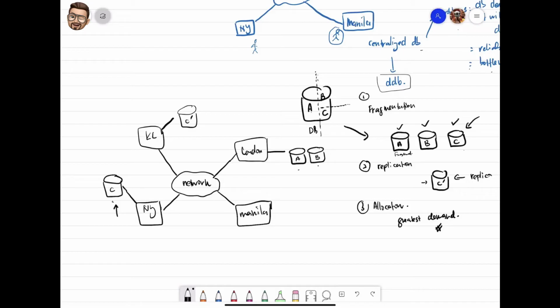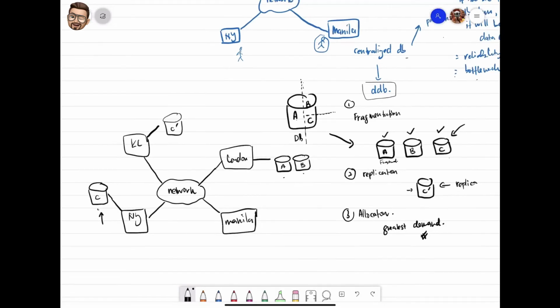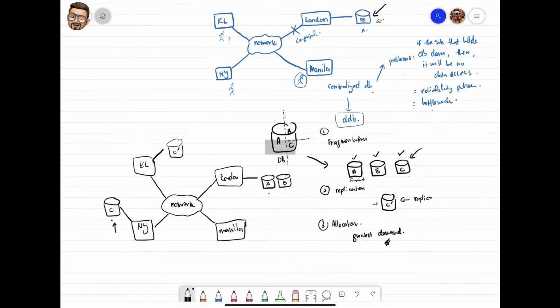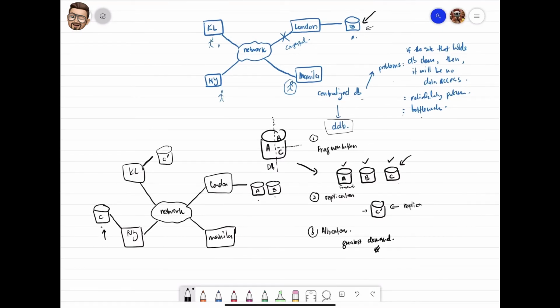So I hope you get this: the basic concept of distributed database design. We have a centralized database, which has problems, so we use three different concepts of distributed database, which are fragmentation, replication, and allocation. If you don't want to do replication, there's no problem. If you think there's no need for replication, then of course you don't need to do any replication.